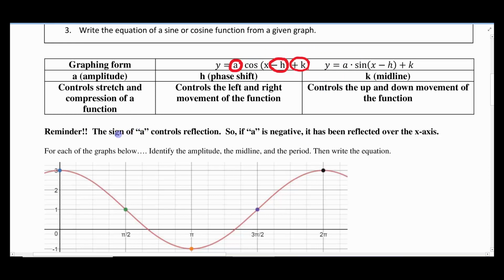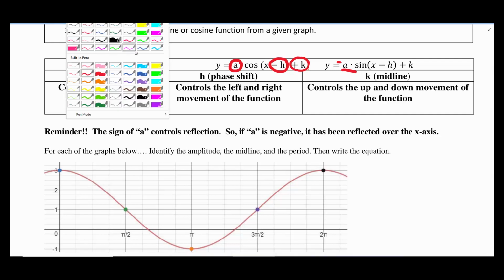All right, the last part that we're talking about here is what's called the reflection. If we look at this a value, if I were to put a negative in front of that a value, that would take my sine wave and flip it, or reflect it, over the x-axis. All right, so we're going to practice finding these things in some graphs. We've got some graphs on here that we're going to take a look at, and we're going to find these things and hopefully write an equation using that information. Okay, so here we go.